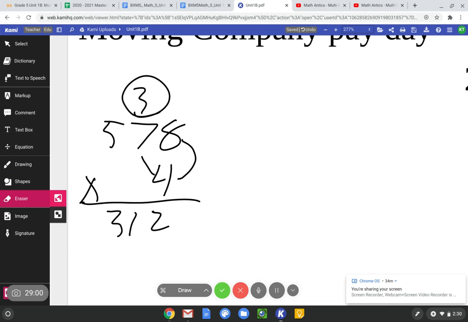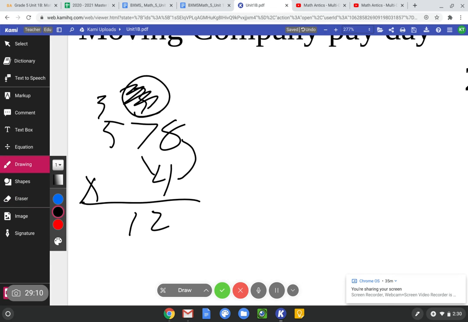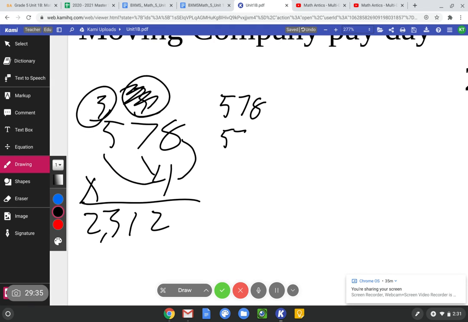But now that 3 is in my way, so I'm going to put it in the added. 4 times 5 is 20 plus the 3. That is going to be 23. So I see here that the final answer is 2,312. But I'm not too confident in that because I just learned this standard algorithm. So I want to do an easy way to check my work.